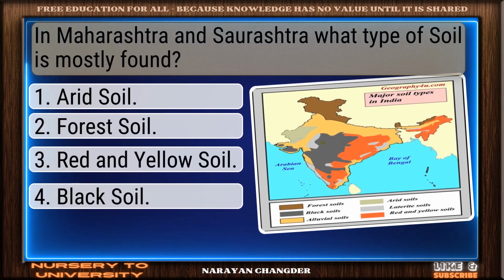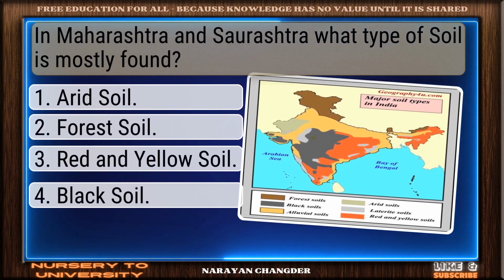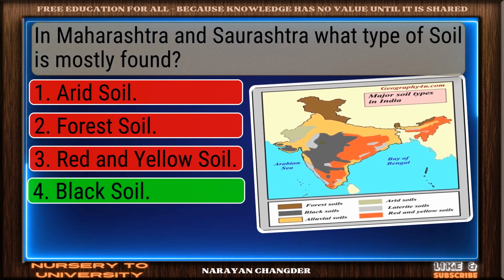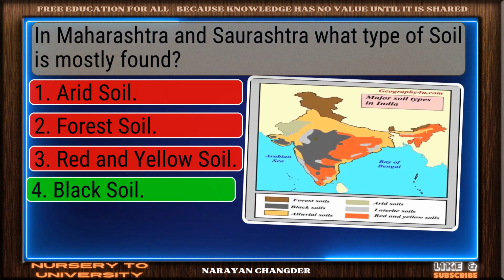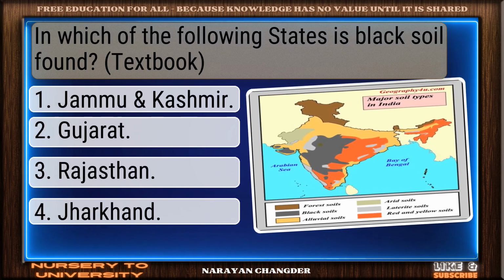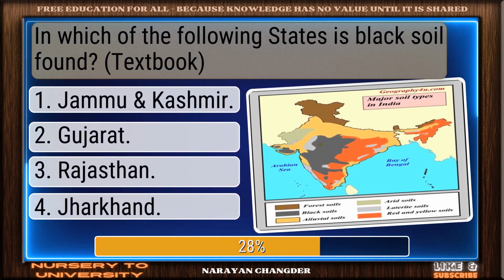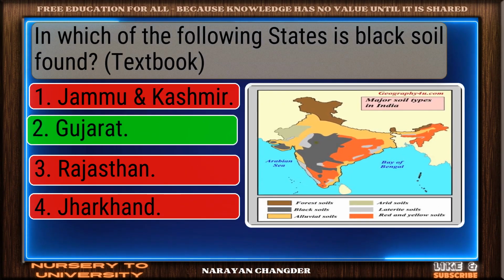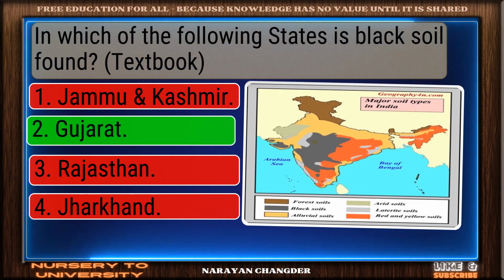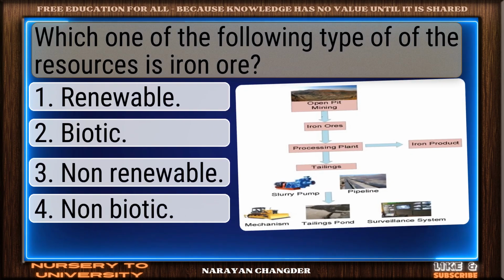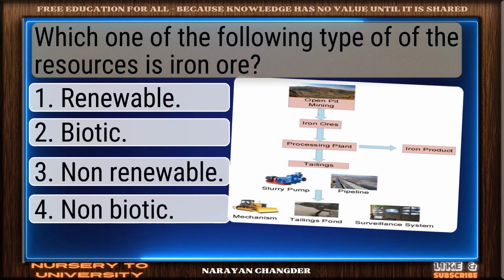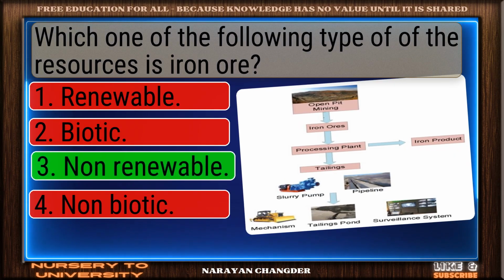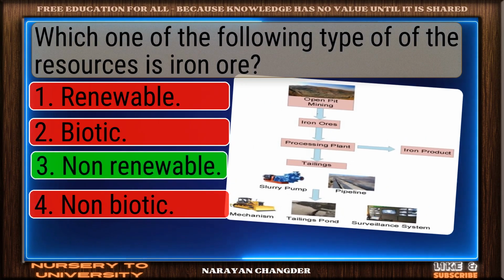In Maharashtra and Saurashtra, what type of soil is mostly found? Excellent. Black soil is well reasoned. In which of the following states is black soil found? Correct response. Gujarat is accurate. Which one of the following type of the resources is iron? On track. Non-renewable is correct.